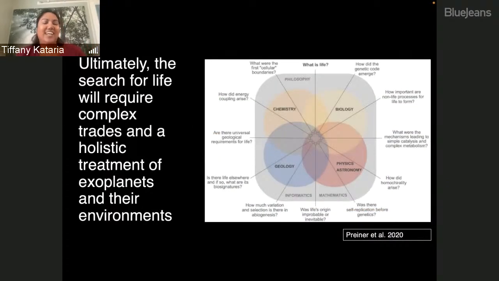I also want to highlight this other figure from Pranier et al. 2020, which highlights different disciplines in terms of the understanding of what is life. I think there's a lot that we as a community can fill out in this physics and astronomy sphere. And so I'm really excited to embark upon learning what we can learn about the origin of life via HWO and other future missions. So with that, I'll take questions.